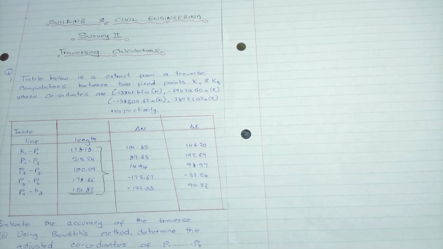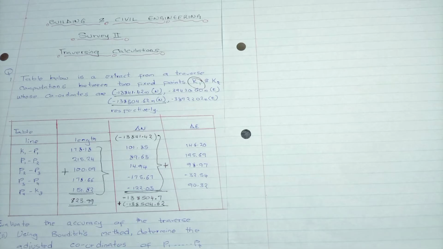So first of all, we find the total length. As you can see there, when you add from K1 to K3, we get 823.99. Then add all the adjusted coordinates. So those are the latitudes from P1 to P4. So having found all the values, we find that we have a value which is negative 0.08.